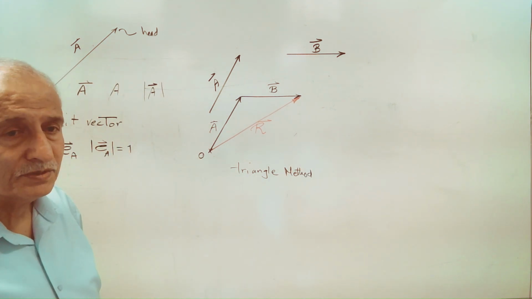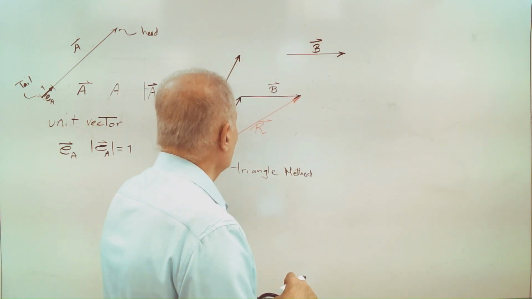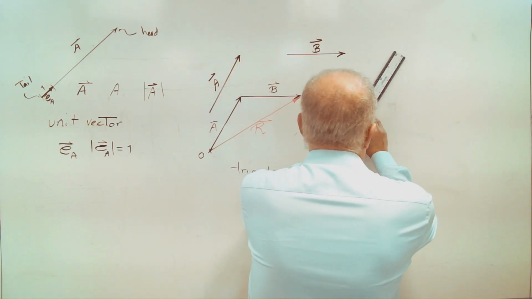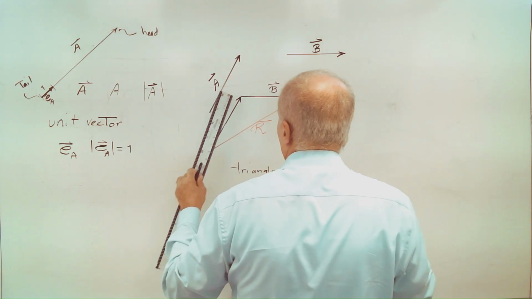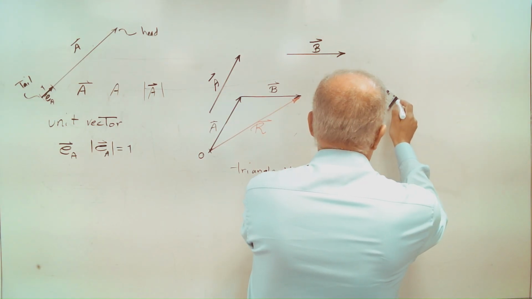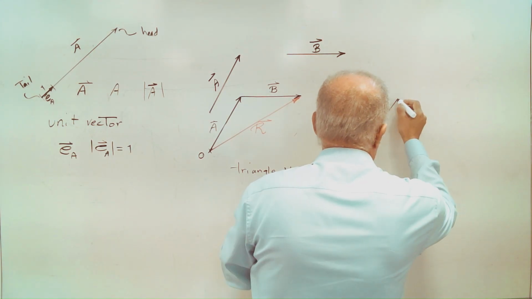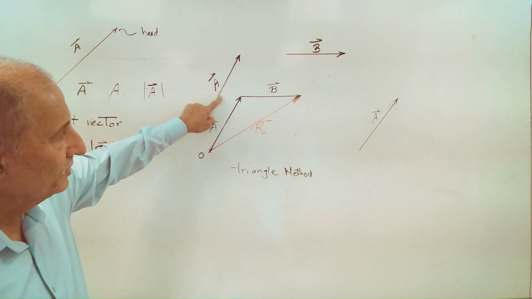Okay. What is the parallelogram method? Again, assume A and B are free vectors. From a point, I draw vector A, which is 6 inches, and this is 9 inches. I draw a vector equal to A and parallel to the original, because it is a free vector.